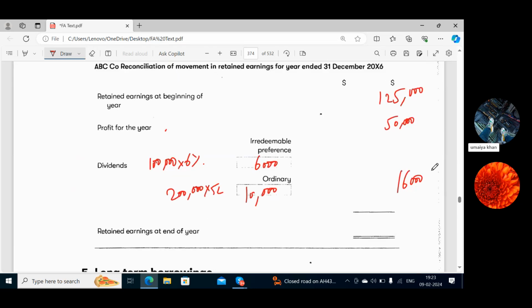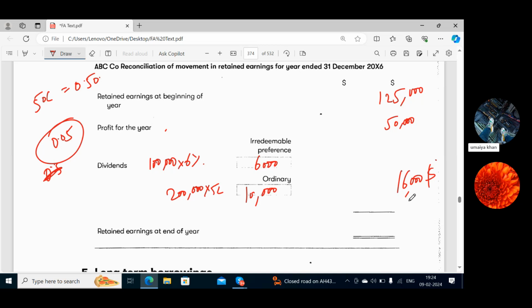Sir, 5 cents is 0.5, right? Yeah, 5 cents is 0.5. Yes, correct. No, it should be 0.05. 5 cents is 0.05. Okay. 50 cents is 0.50. 5 cents is 0.05. Okay.